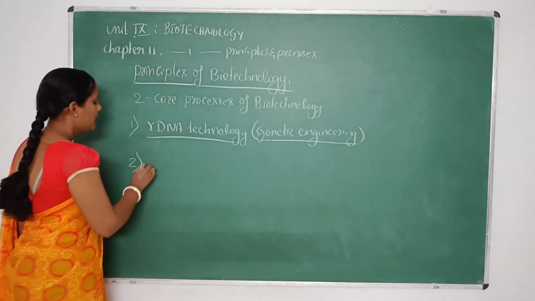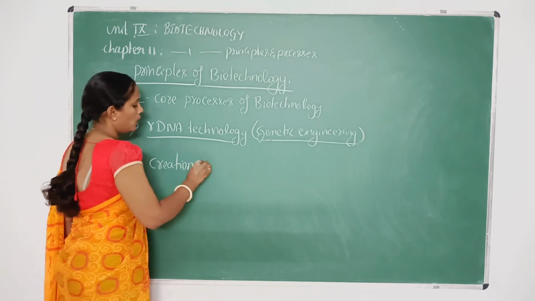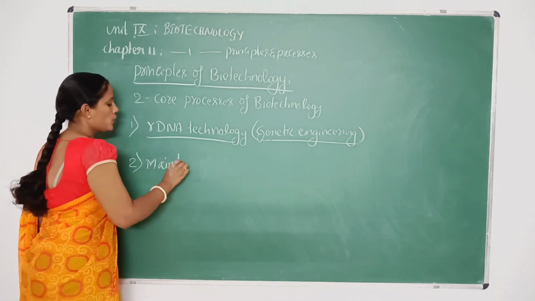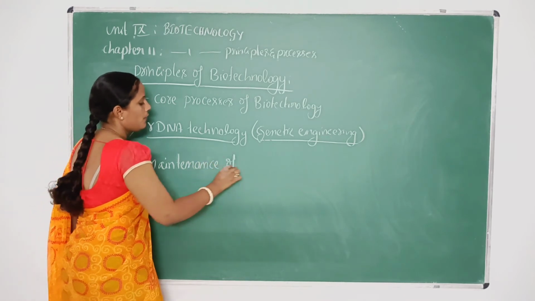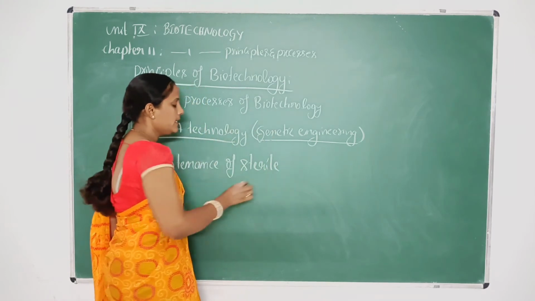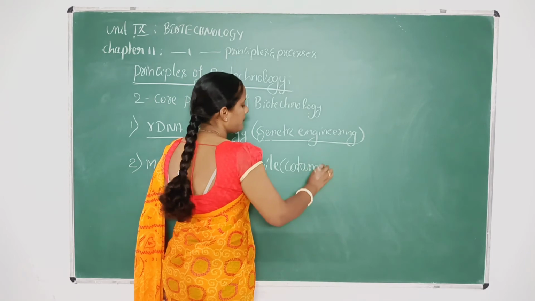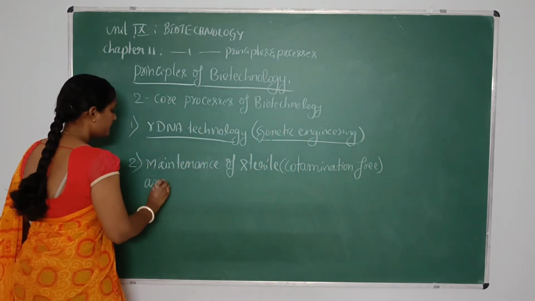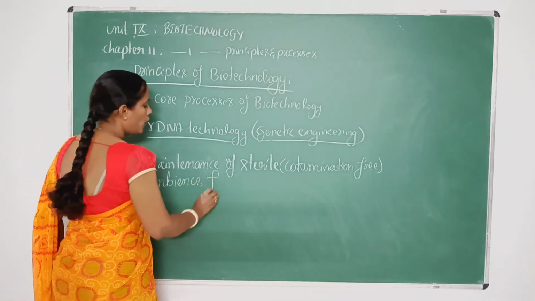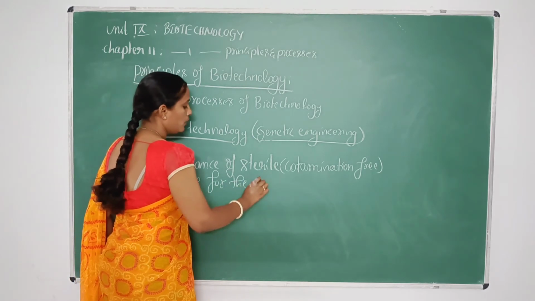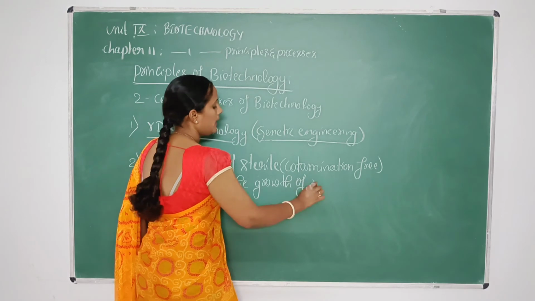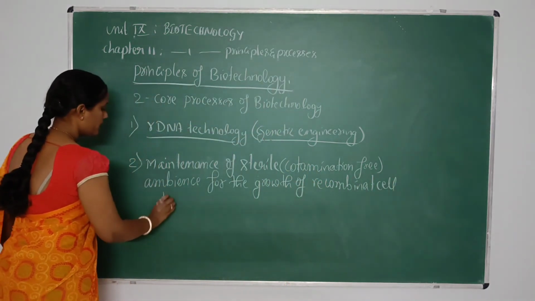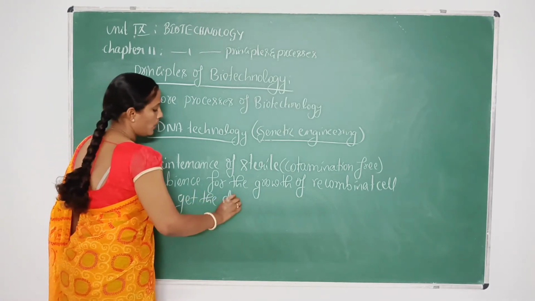And the second one is the maintenance, not creation, of a sterile, that means contamination-free, ambience for the growth of the recombinant cell to get the desired product.